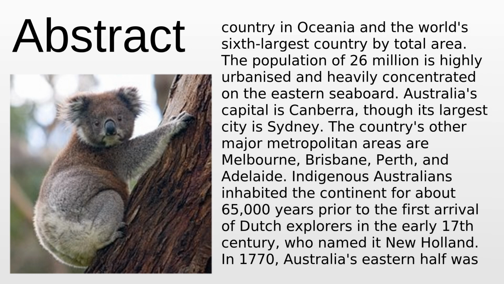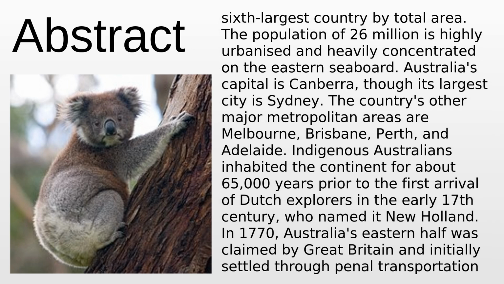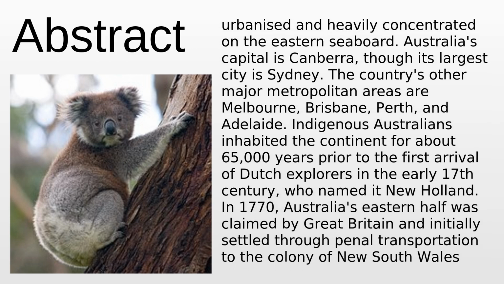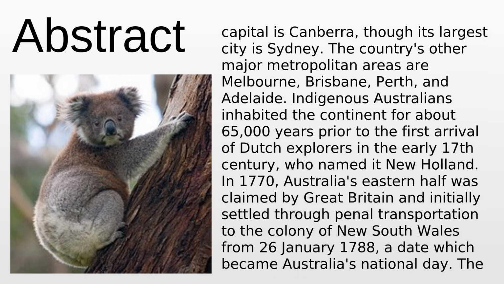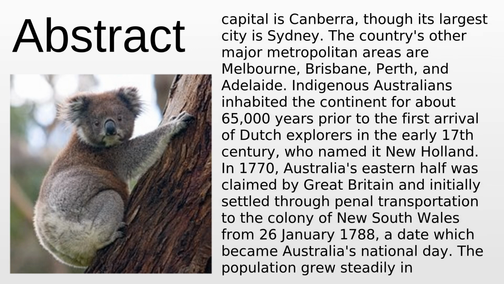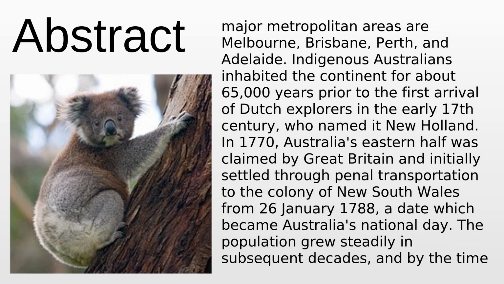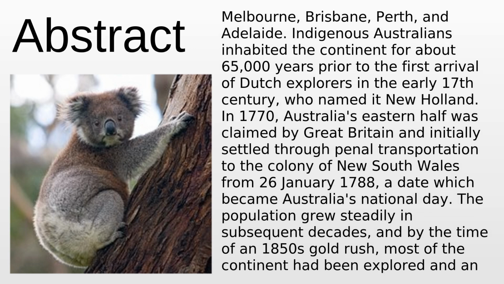It is the largest country in Oceania and the world's sixth largest country by total area. The population of 26 million is highly urbanized and heavily concentrated on the eastern seaboard. Australia's capital is Canberra, though its largest city is Sydney. The country's other major metropolitan areas are Melbourne, Brisbane, Perth, and Adelaide.